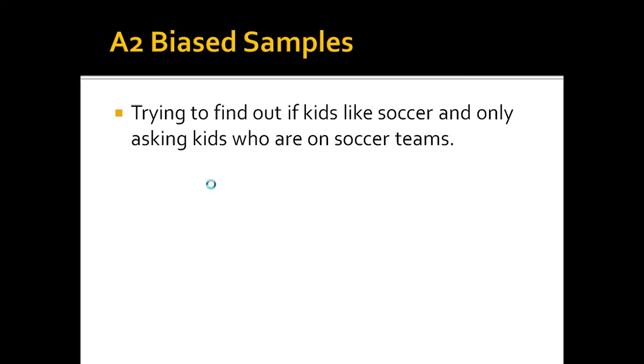A biased sample. You want to find out who likes soccer, and the only people you ask are people who are on soccer teams. That probably means you're going to get a much higher response. You should also be asking people who are on basketball teams and baseball teams and all the other kinds of teams that are out there, and kids who aren't on any teams at all, to find out whether or not kids like soccer. So once again, you can change the data simply by who you ask.